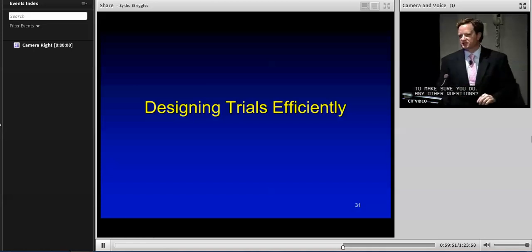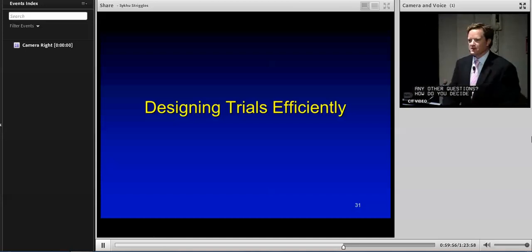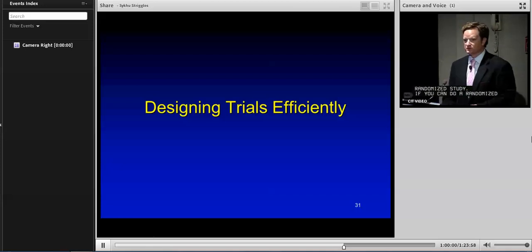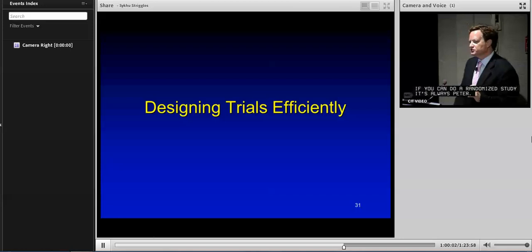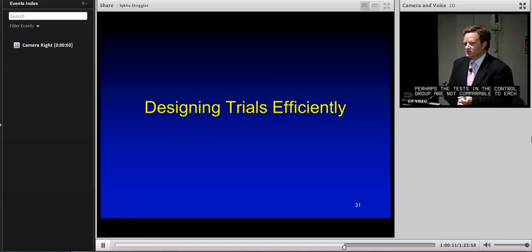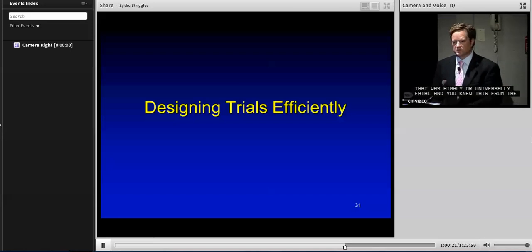So the question is, how do you decide whether it's a randomized or a non-randomized study? So really, if you can do a randomized study, it's always better because it takes care of the issue of selection bias. If you don't do a randomized study, you always have the question that perhaps the test and the control group are not comparable to each other at baseline. There are some situations, if you were talking about a disease that was highly or universally fatal, and you knew this from the historical literature, those are the settings in which you could do a non-randomized historical controlled study.